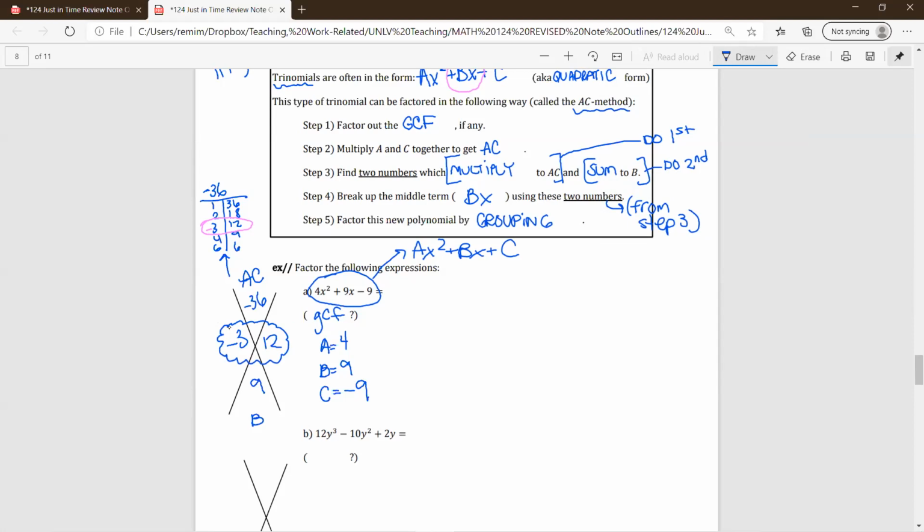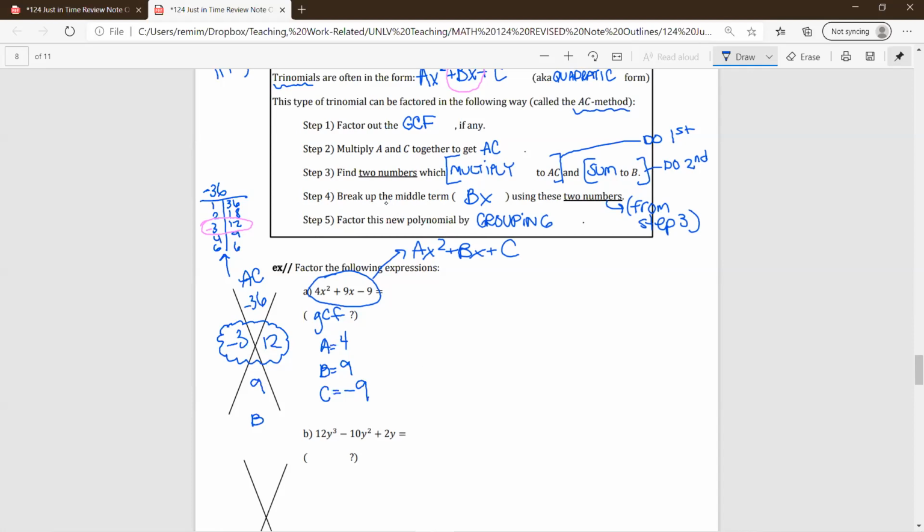Okay, so that was step 3. We found two numbers that multiply to AC. And just double check it. If we multiply these two numbers, we're going to get AC, and they sum to B. If we add them together, we're going to get positive 9. So that's good. And so we're done with step 3. We haven't even written any actual work over here in our workspace, and we're already on step 4. This is just all prep work.